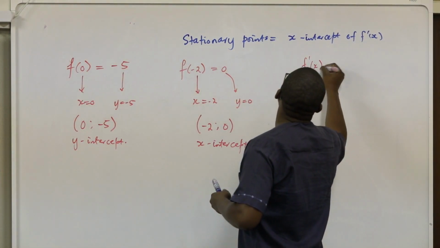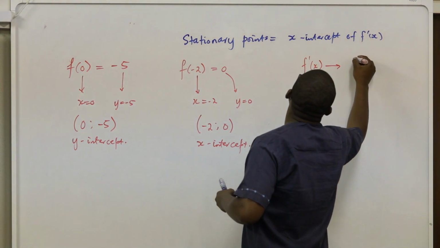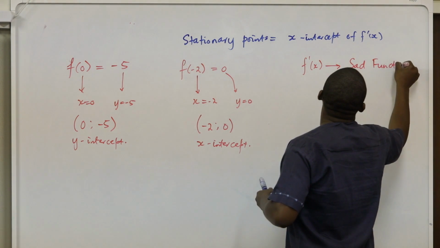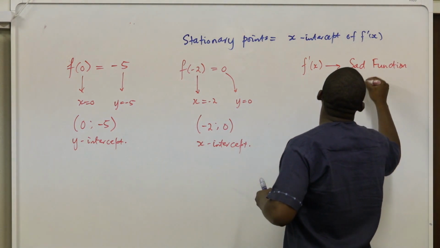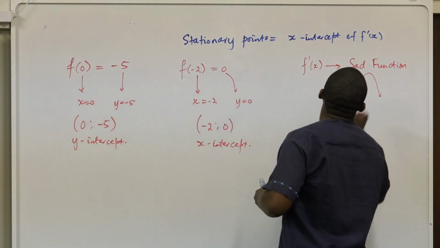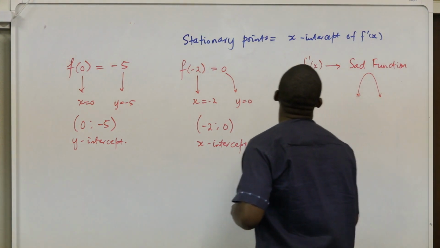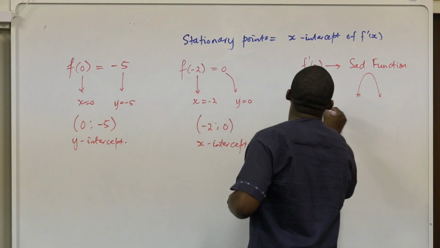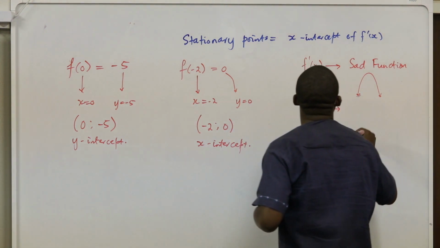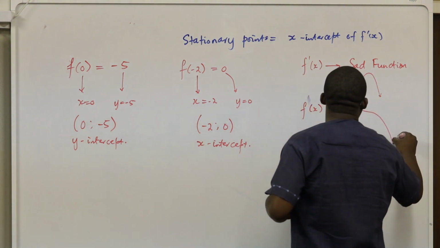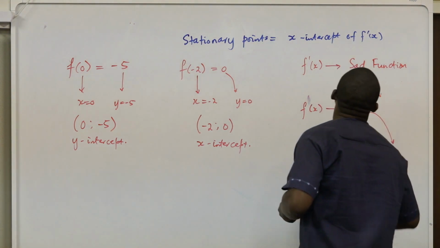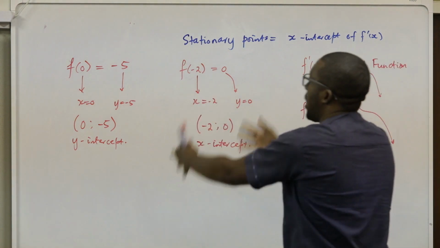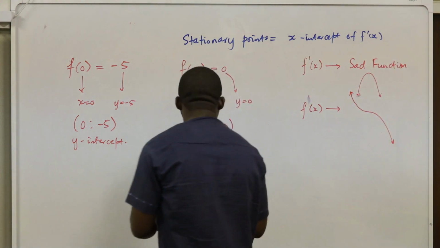The last aspect we need to give a sketch of the graph is the shape, because f prime x is a said function. Said simply means it's an upside down parabola. Then that means f of x is going to be a function of this type. Combining all that information, we'll be able to get a sketch.